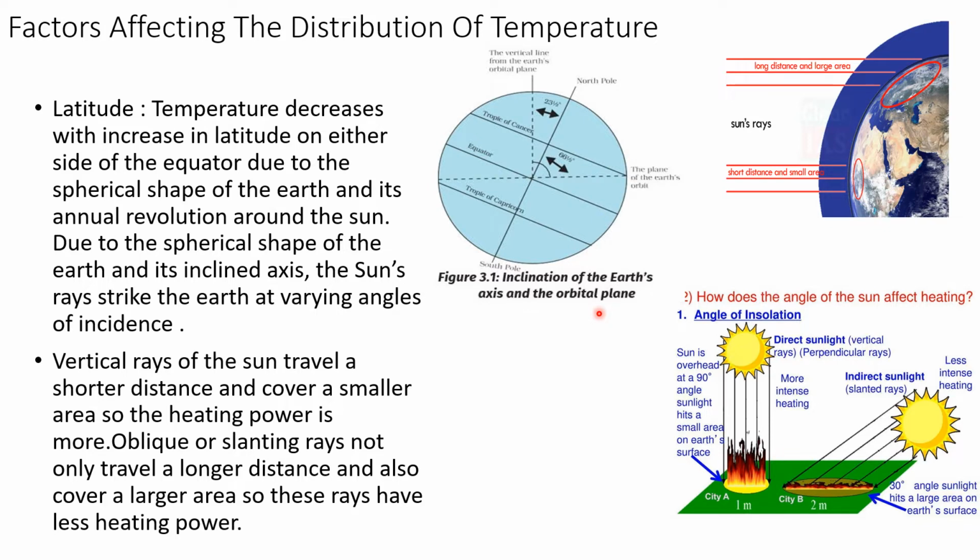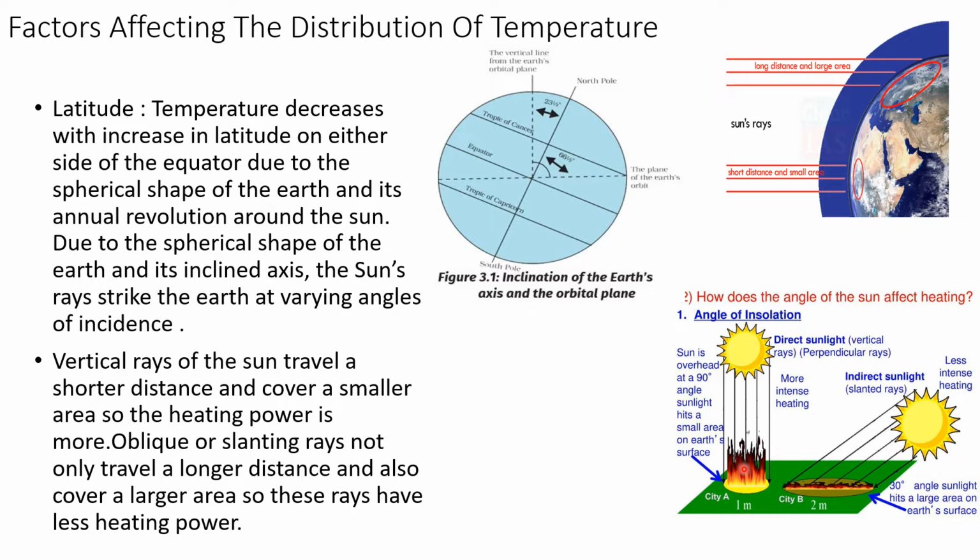Now, let us understand why this happens. Coming to this diagram, vertical rays of the sun travel a shorter distance and cover a smaller area. As you can see, this is the smaller area. So the heating power is more.